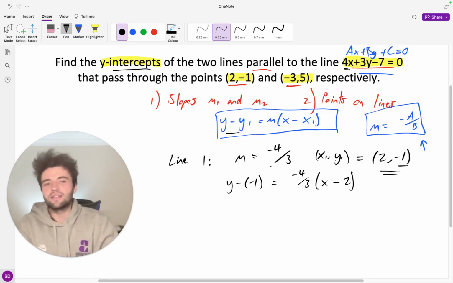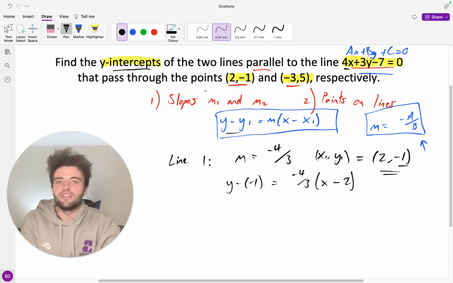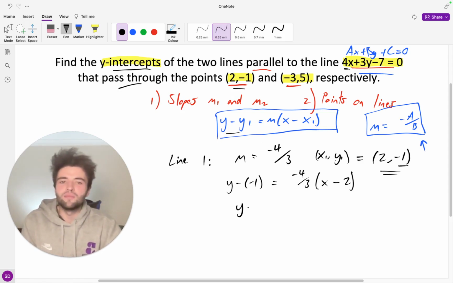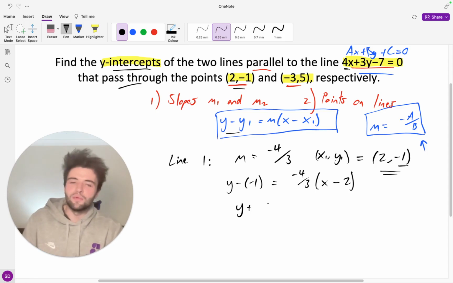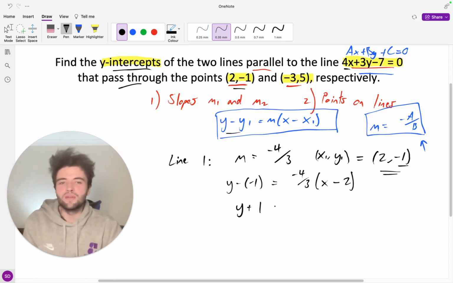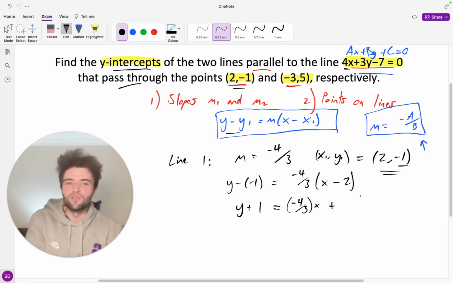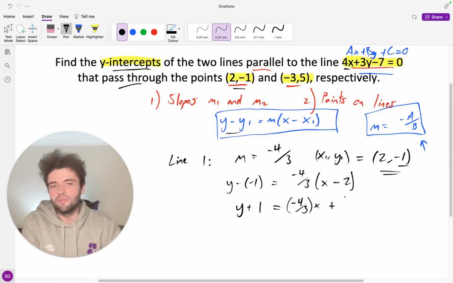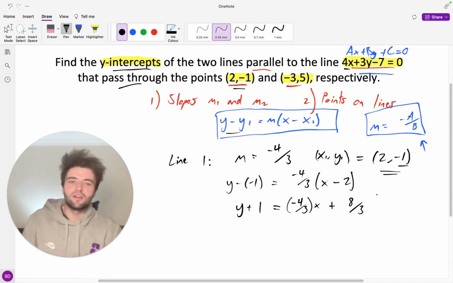And now our last step for finding the first one of these two lines which passes through the point (2, -1) is just going to be to tidy this up. So we have plus 1 on the left hand side. So we have y + 1 is going to be equal to -4/3 times x, and we have -4/3 times -2, which is going to become a positive, so we have 8/3 as our constant there in the end.